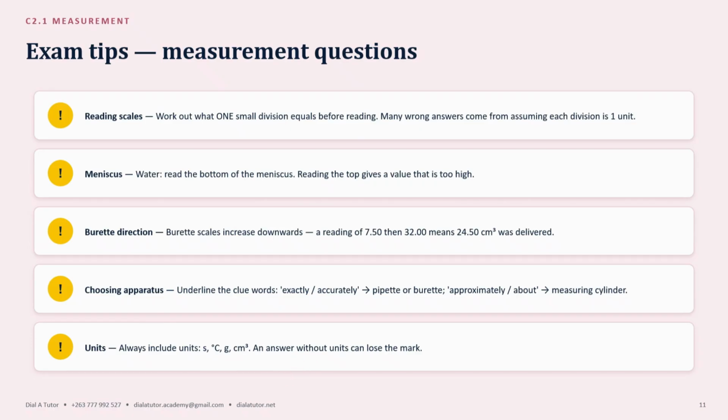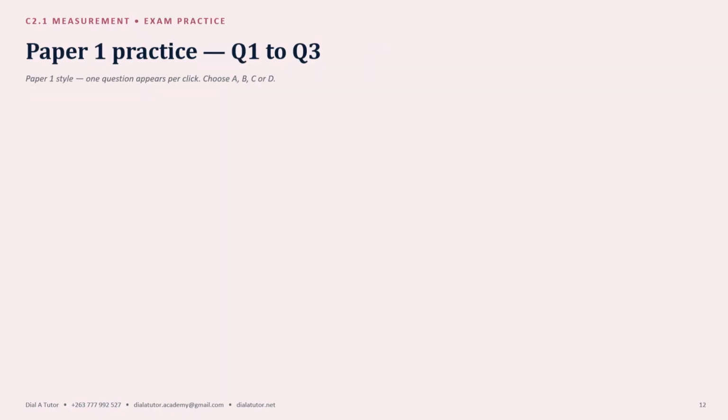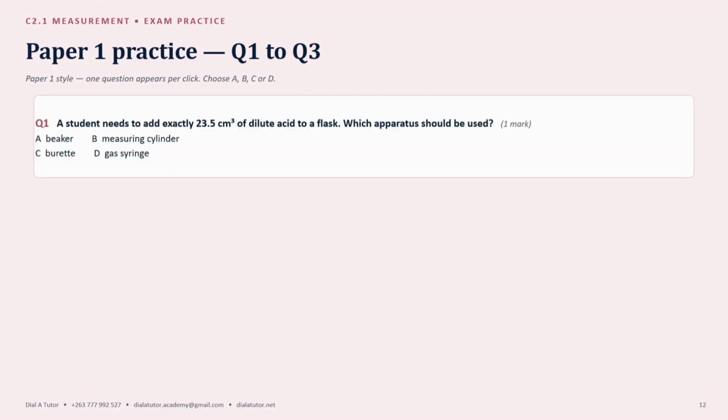All right. Now let's have a look at the exam questions. Number 1, a student needs to add exactly 23.5 cubic centimeters of acid to a flask. Which apparatus should be used? I would like you to pause this video and write your answer. Each question that pops up, I would encourage you to pause and write down the answer. We will then find out whether you were correct in the next slide that gives us the answers.